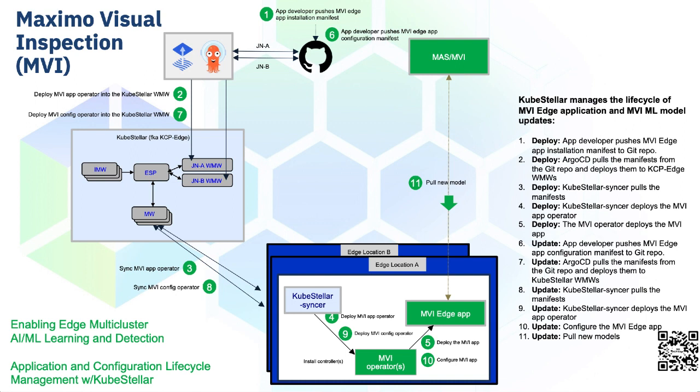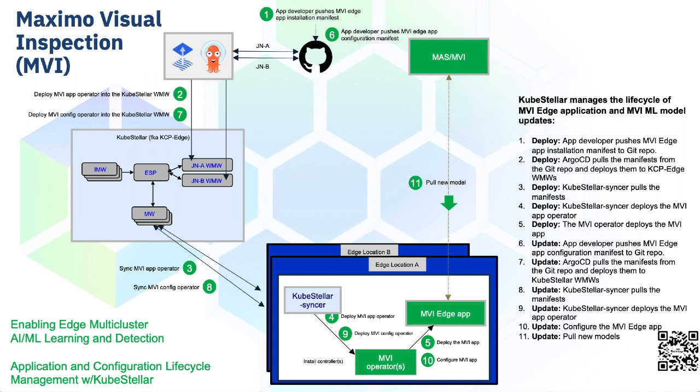As step number 1, the user pushes the app manifest to the Git repo. Argo CD pulls the manifest from the Git repo and syncs it into the KCP Edge workload management workspace at step number 2. Then if you proceed to step number 3, the KCP Edge syncer that is running in each of the MicroShift clusters on the 2 Jetson Nano detects the manifest and pulls it to the cluster.